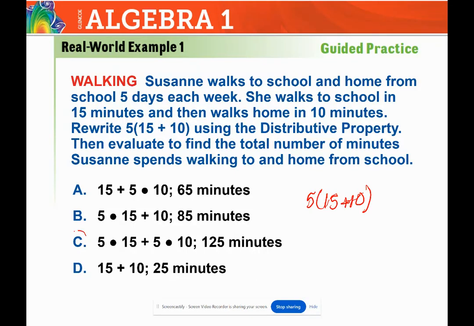So you should have gotten C on that. It shows the 15 and the 10 each multiplied by 5, and you get 125 minutes.